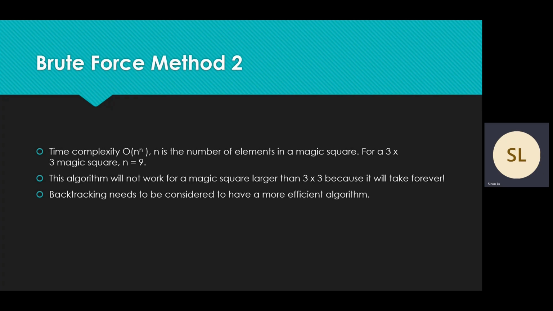The problem is that it takes a lot of time to check the square with duplicates, but we don't want any duplicates. Therefore, we can use backtracking technology to skip over all the permutations with duplicates. And by skipping over these permutations, the algorithm will be more efficient.